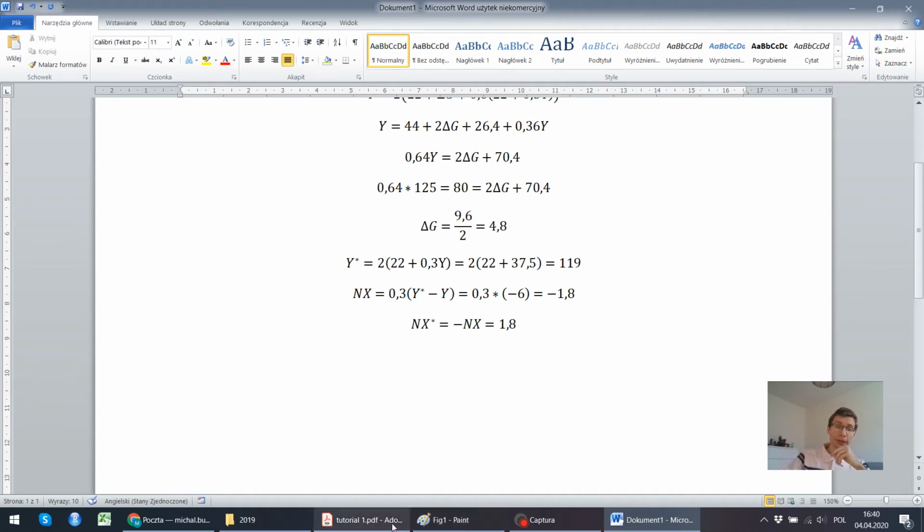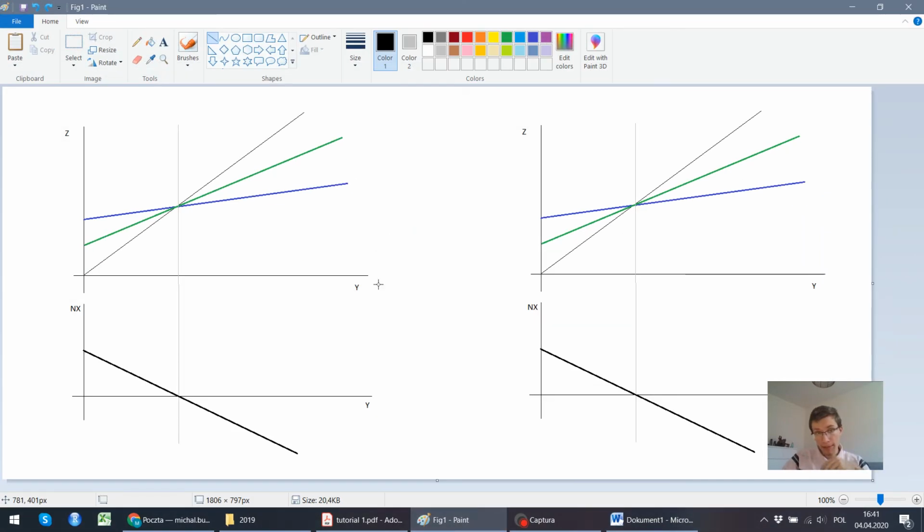All right, so this is the easy algebra related to this problem. Now let's do something a bit more colorful. That is, let's try to express this change in the equilibrium on a graph. So what we see here on the left-hand side, let's focus on the left-hand side. The right-hand side will be for the second part of the problem. So on the left-hand side, we have the standard space of the total demand for goods and output on the first graph, and on the second graph we have net exports as a function of output.